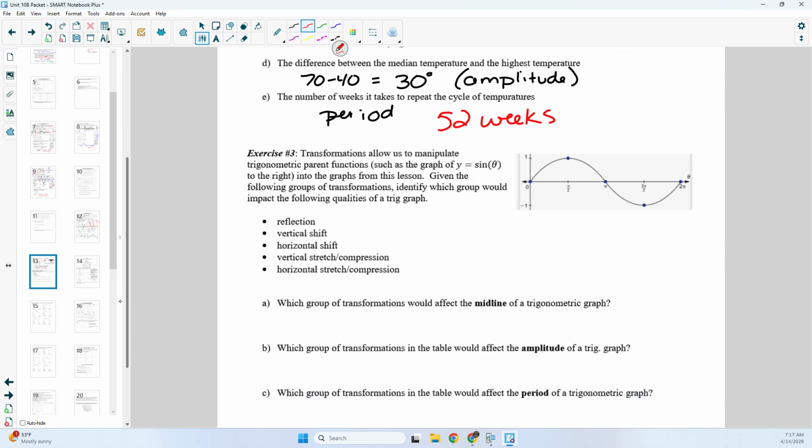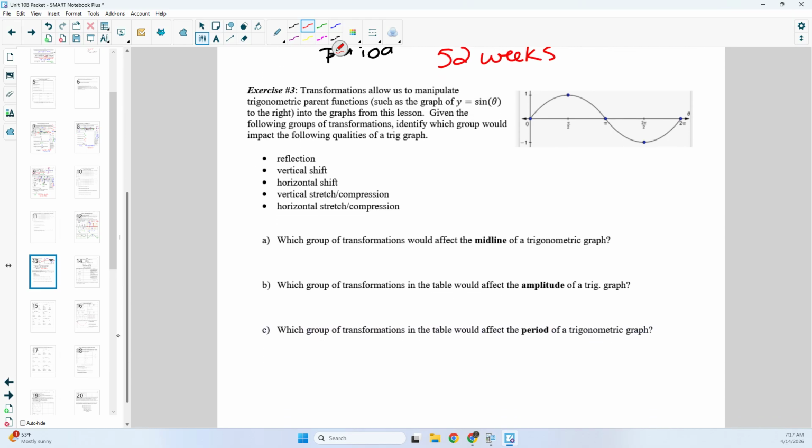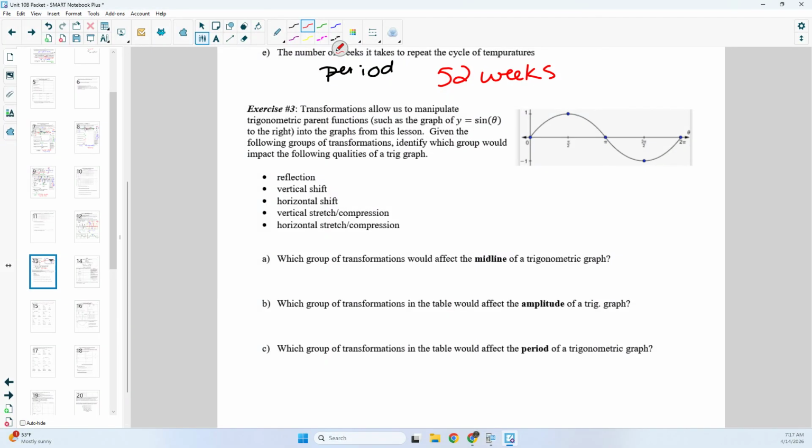So now we're going to start to connect transformations to these trig graphs. So we were more just looking at midline, amplitude, period, those new words, but each of those is connected to some sort of transformation. So right here I have a graph of sine, which is what we learned in the last lesson. So we have 5 different groups of transformations: our reflections, vertical shifts, horizontal shifts, vertical stretches and compressions, and horizontal stretches and compressions. And we want to pick one of those 5 that will affect each thing.